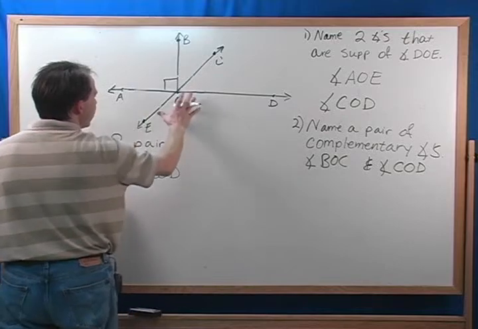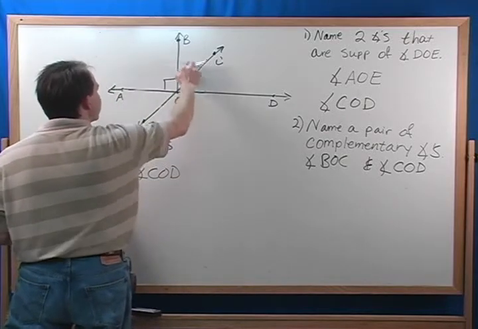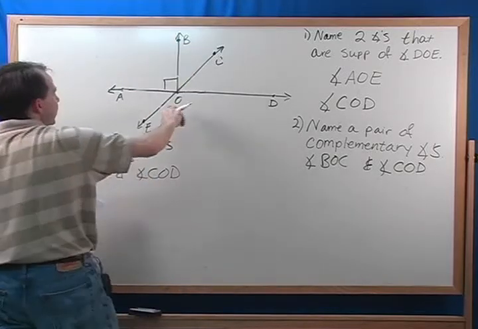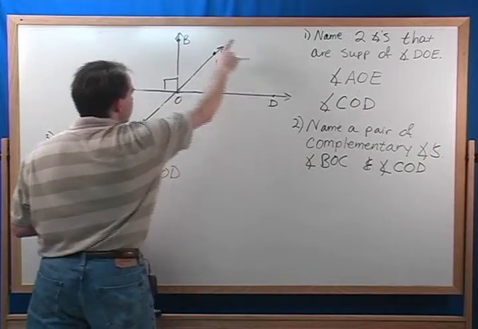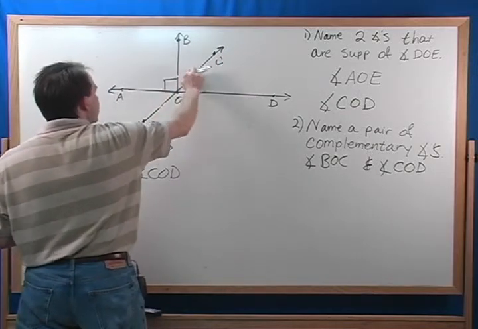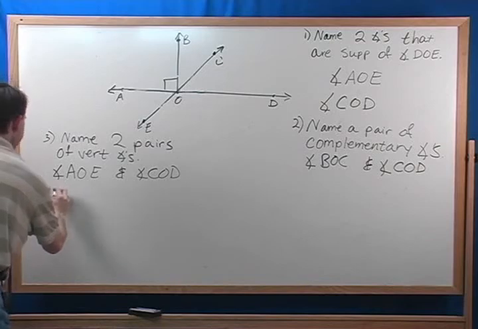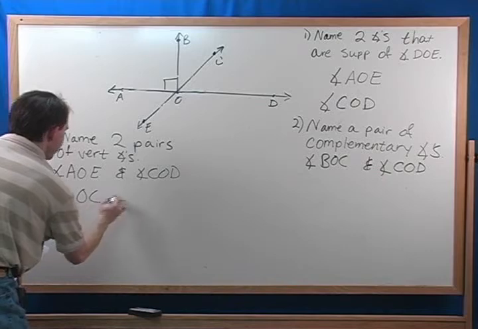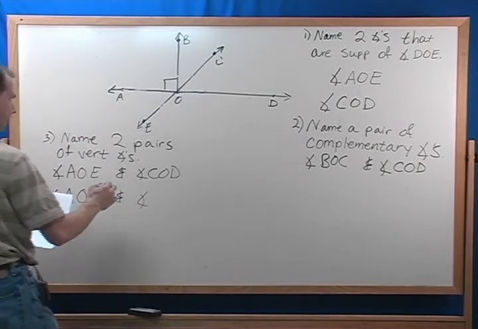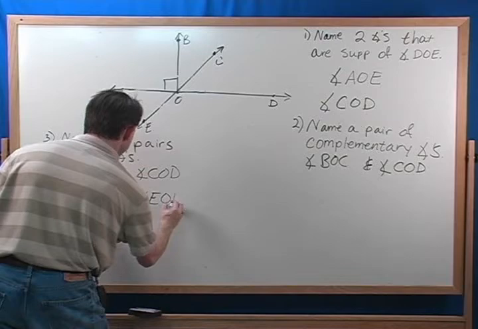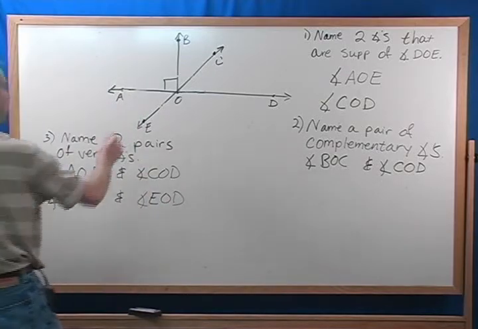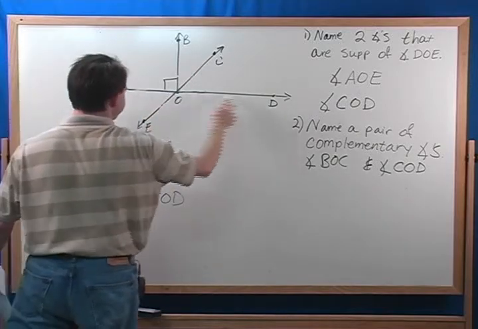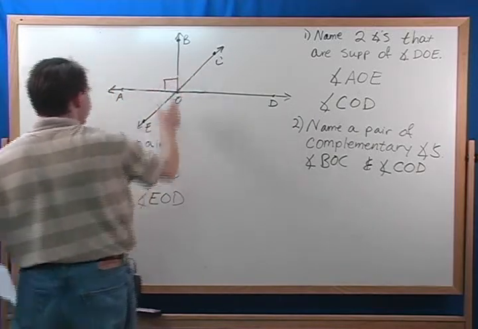Well, this big angle is also vertical with this angle up here. Don't get confused by this line right here. These are the two crisscrossing lines we're looking at. This angle with this one right here, all the way over. So the second answer is angle AOC and angle EOD. AOC, this big angle right here, is vertical with EOD. Simply because they're opposite. They crisscross and they're opposite of one another.